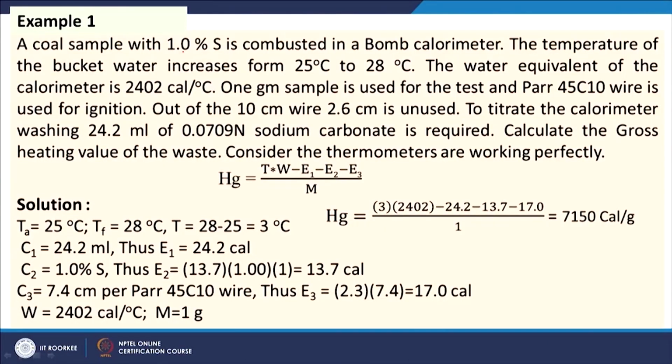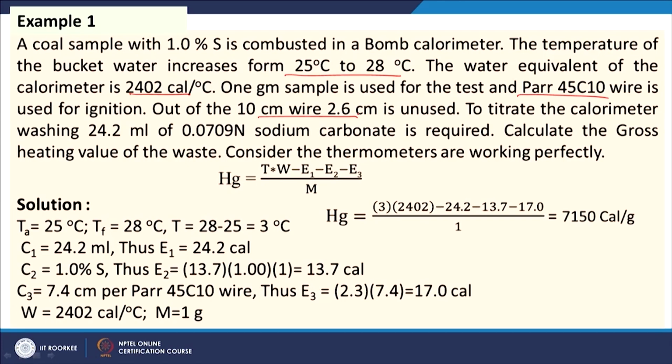Then I will give you an example. A coal sample with 1% sulfur is combusted in a bomb calorimeter. The temperature of the bucket water increases from 25 to 28 degrees centigrade. The water equivalent of the calorimeter is 2402 calorie per degree centigrade. 1 gram sample is used for the test and a 45C10 wire is used for ignition. Out of the 10 centimeter wire, 2.6 centimeter is unused.